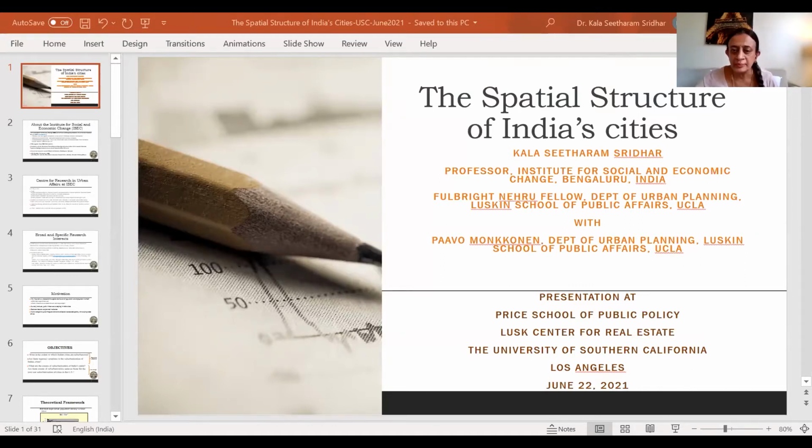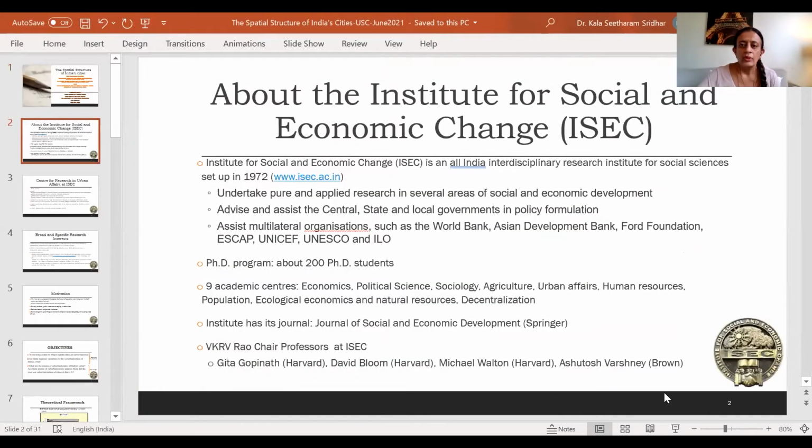So for the first few slides, if I may, I'll just talk a little bit about my home institution in India. I'm a professor at the Institute for Social and Economic Change in Bangalore, which is an all India interdisciplinary research institute for social sciences set up in 1972. And it undertakes a lot of pure and applied research in various areas of social and economic development. We do a lot of work for multilateral funding organizations like the ILO, the World Bank, the ADB, and the United Nations. And we, of course, help the government of India and the state government of Karnataka in their policy making.